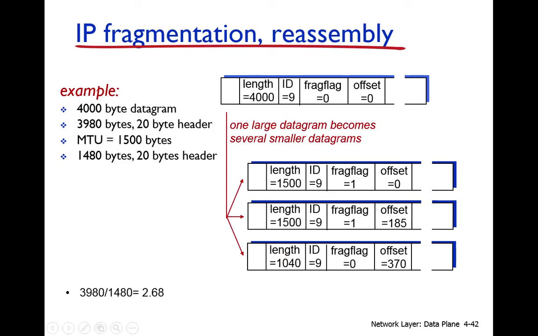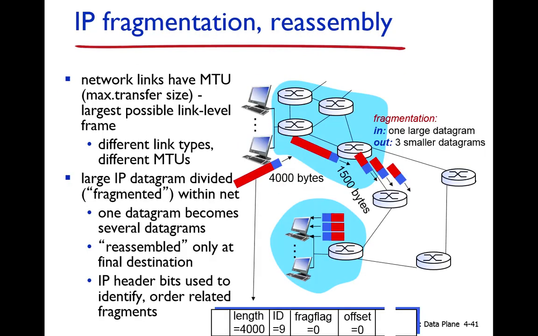Now, this shows what happens when a packet arrives. For example, here the arriving packet is 4000 bytes, and this link can accommodate up to 1500 bytes. So this packet should be divided into how many packets?